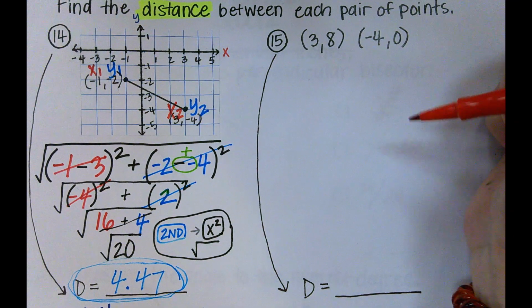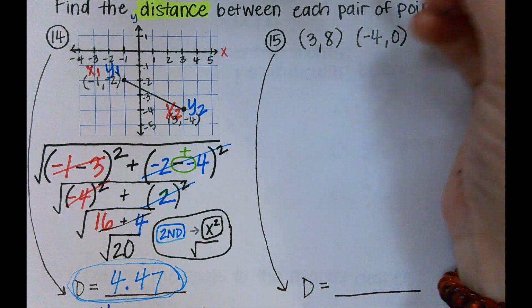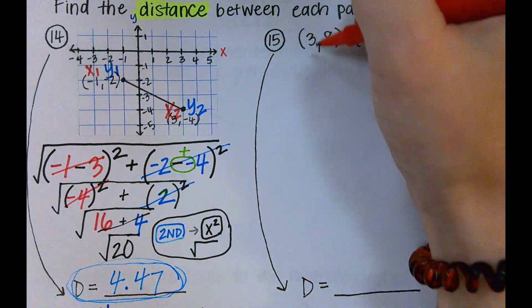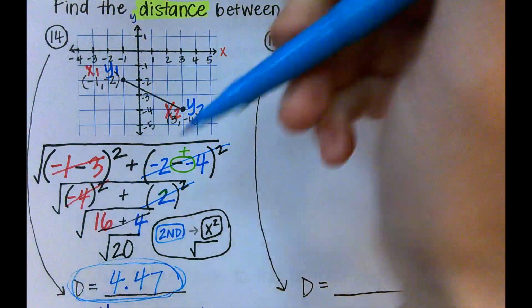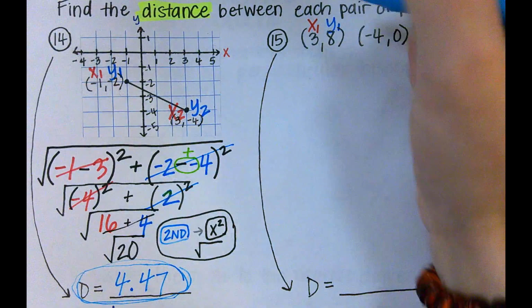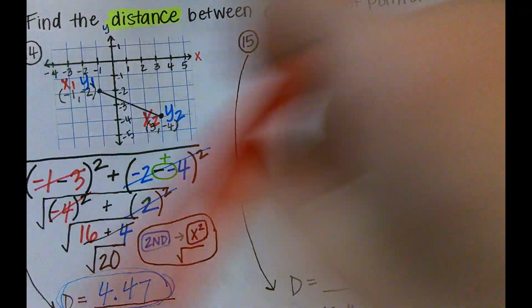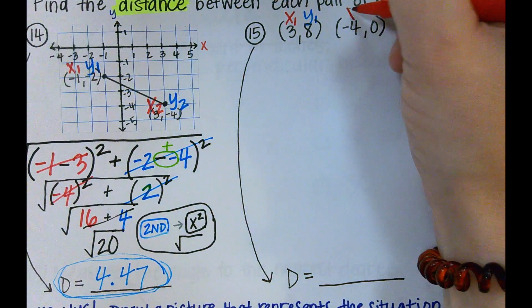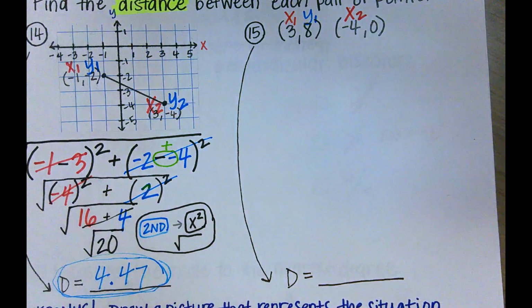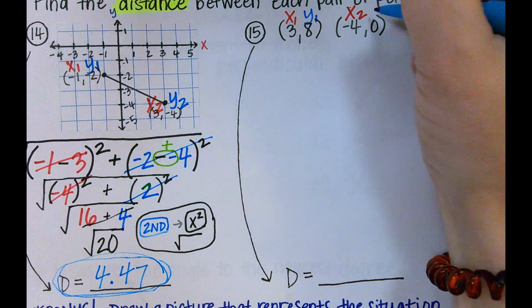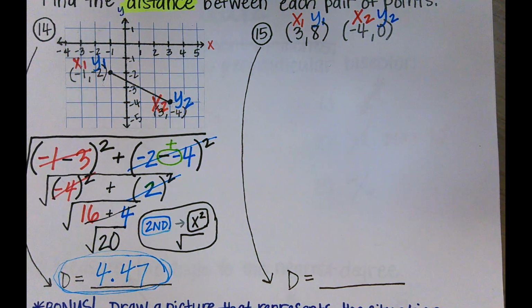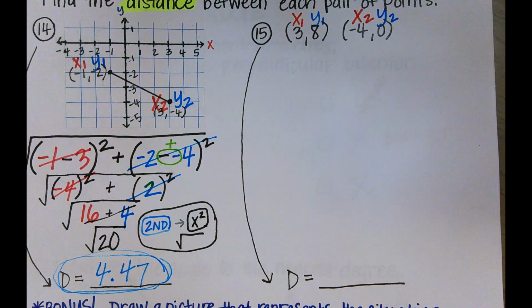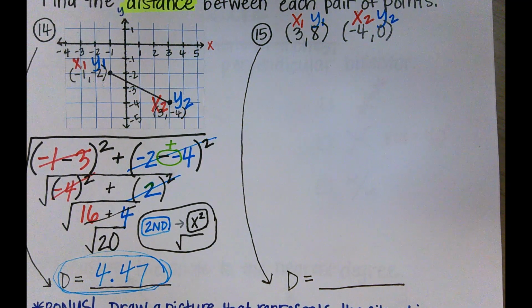So for number 15, let's label our points. Yes. 3 and 8 will be X1, Y1, -4, 0, X2, Y2. Okay. And we're going to plug in to that distance formula.